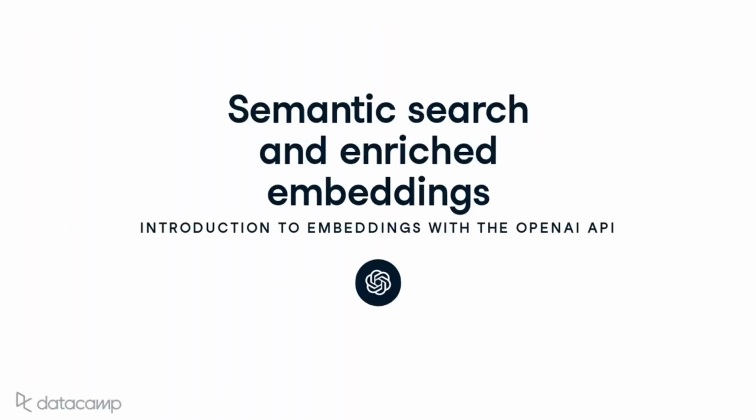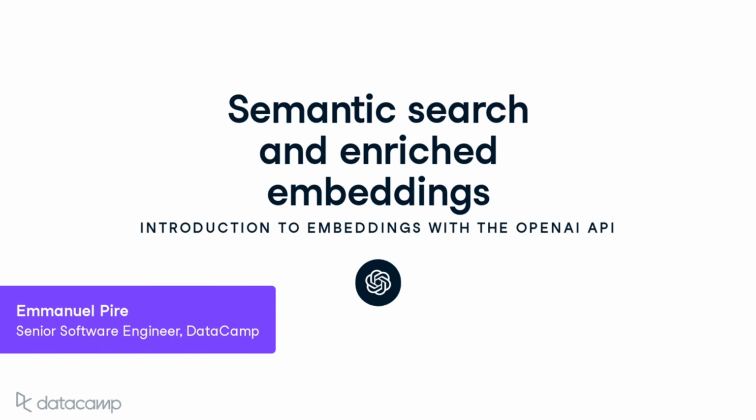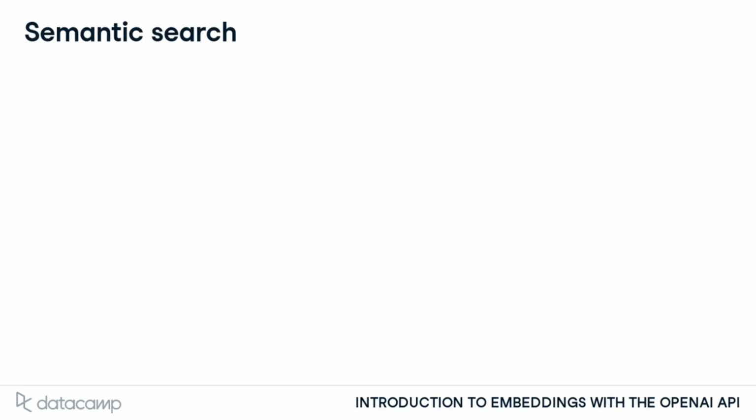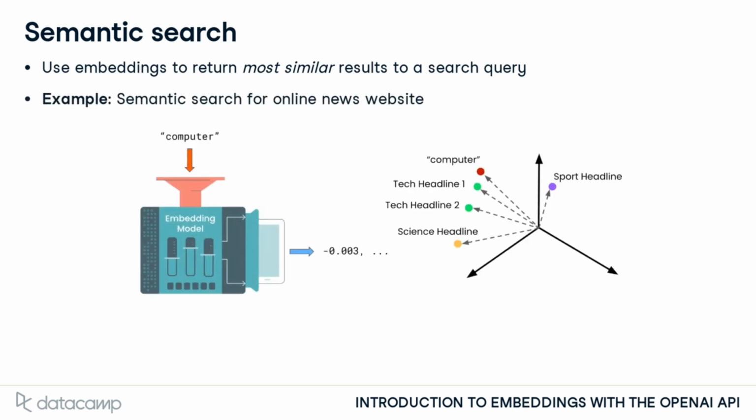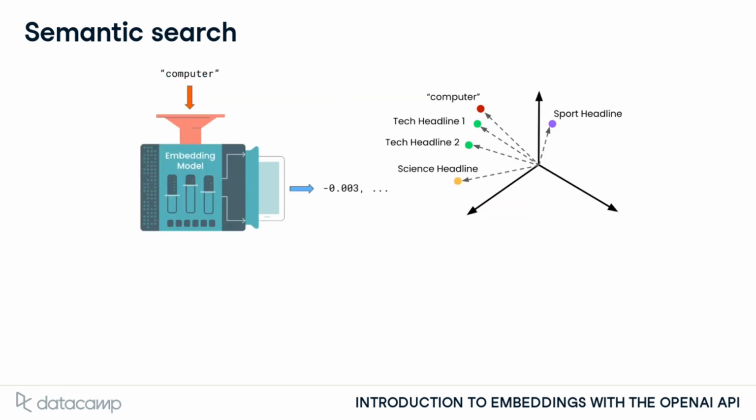Pretty neat. In this chapter, we'll begin to apply what you've already learned to implement the most popular embedding applications: semantic search, recommendation systems, and classification tasks. Let's start with semantic search. Recall that semantic search engines use embeddings to return the most semantically similar result to a search query. For example, a news website could enable semantic search by embedding news article information like the headline and topic. A user searching "computer" could then be returned a selection of computer-related headlines.